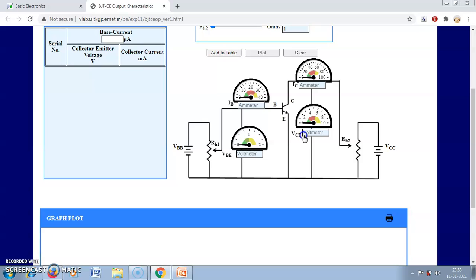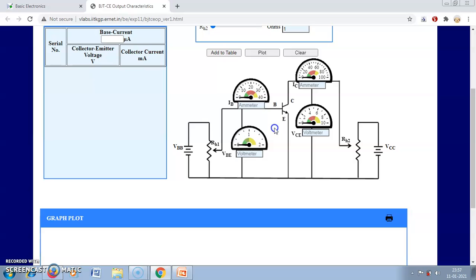There are also two other modes of connection, common collector and common base. But we always prefer the common emitter mode of connection because of a number of advantages. Now I will draw the output characteristic.